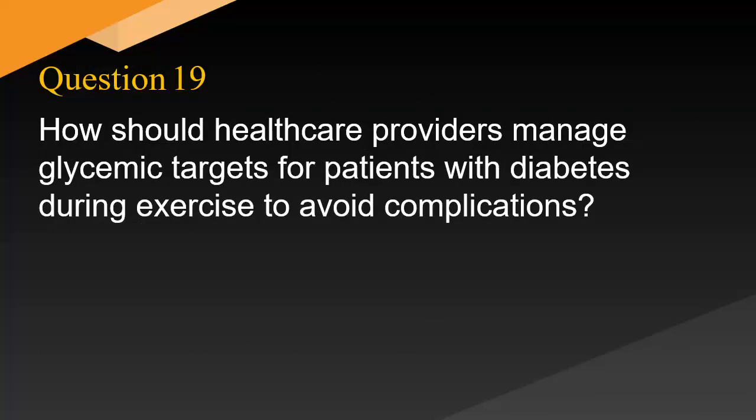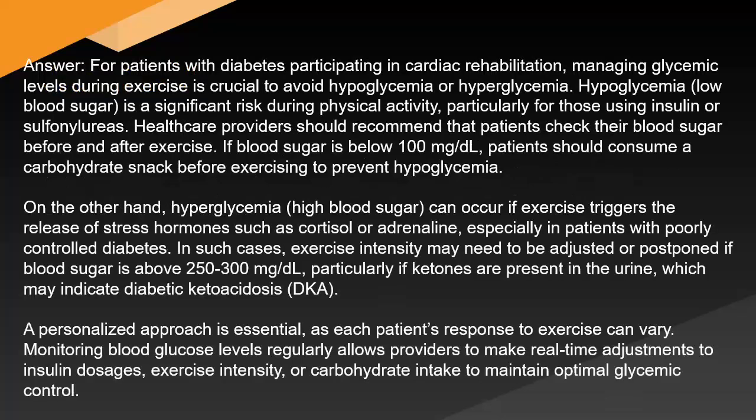How should healthcare providers manage glycemic targets for patients with diabetes during exercise to avoid complications? Answer: for patients with diabetes participating in cardiac rehabilitation, managing glycemic levels during exercise is crucial to avoid hypoglycemia or hyperglycemia. Hypoglycemia, low blood sugar, is a significant risk during physical activity, particularly for those using insulin or sulfonylureas.